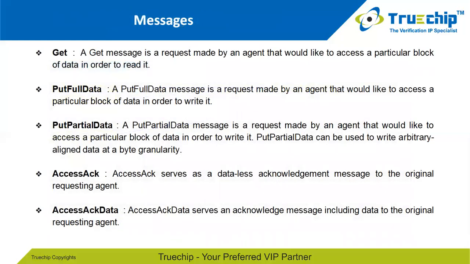Here are a few more details on the TLUL messages. Get is used to read a particular block of data. Put full data and put partial data are used to write the data block. Access ACK is a dataless response for the put full and put partial messages. Access ACK data is a response message for the get message that contains the data.